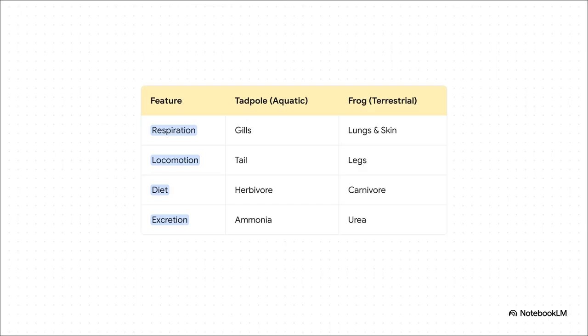A tadpole breathes with gills. A frog uses lungs. A tadpole swims with a tail fin. A frog hops on powerful legs. A tadpole is a plant eater. A frog is a carnivore. Even its waste products change from ammonia to urea. It is genuinely like two completely different animals are living inside one single lifetime.